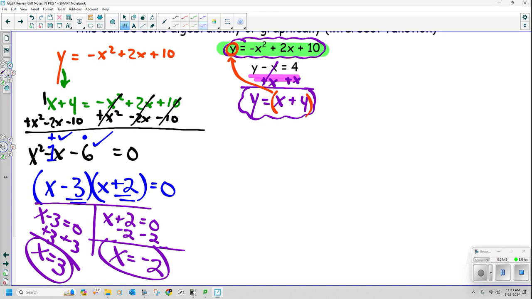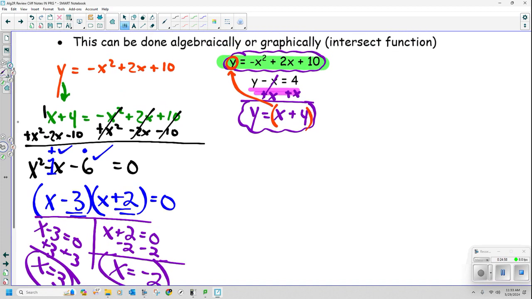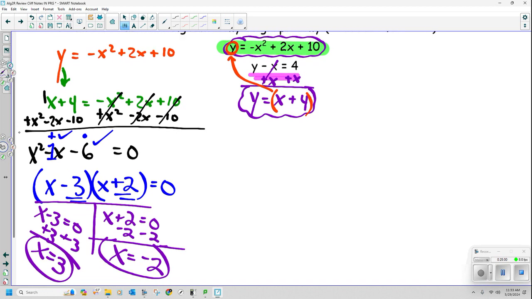If you leave this as is, two things. One, you did really good work. You got your x's. But I'm trying to find my x's and y's. If I graph these, they're going to intersect at a coordinate. I need two coordinates. I need an x and a y for one coordinate, and an x and a y for another.